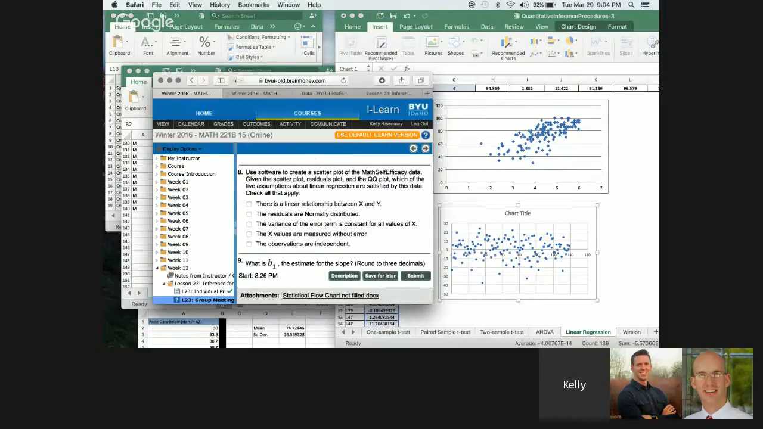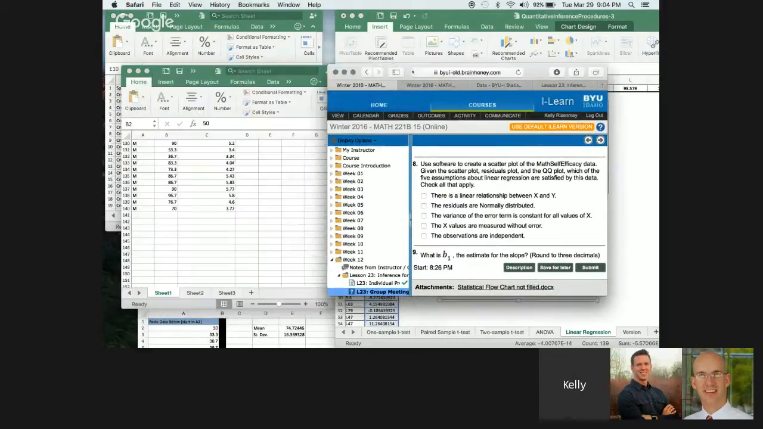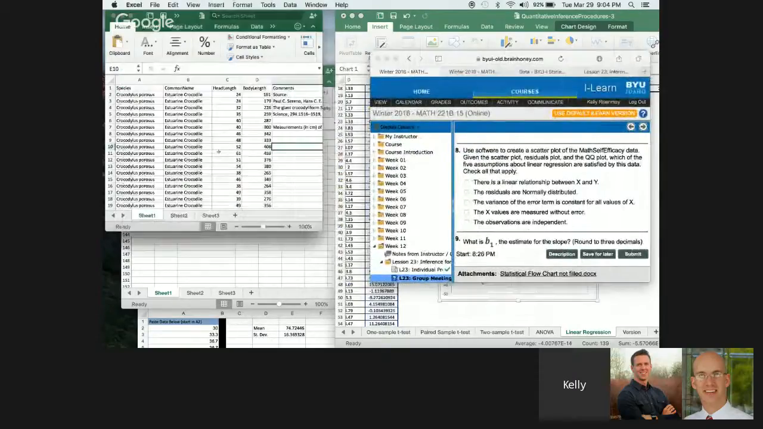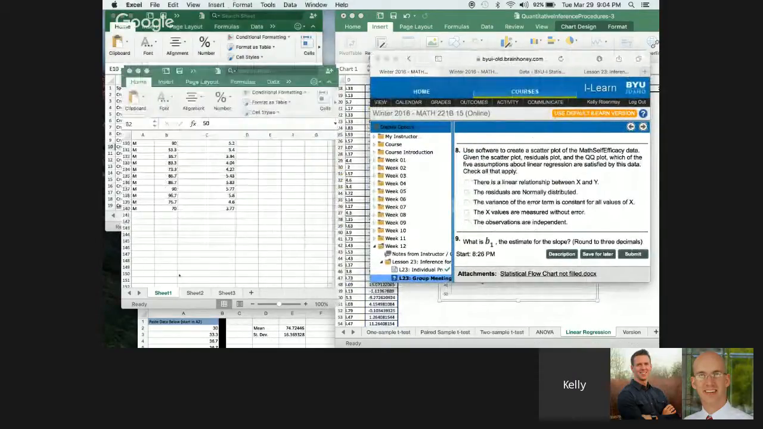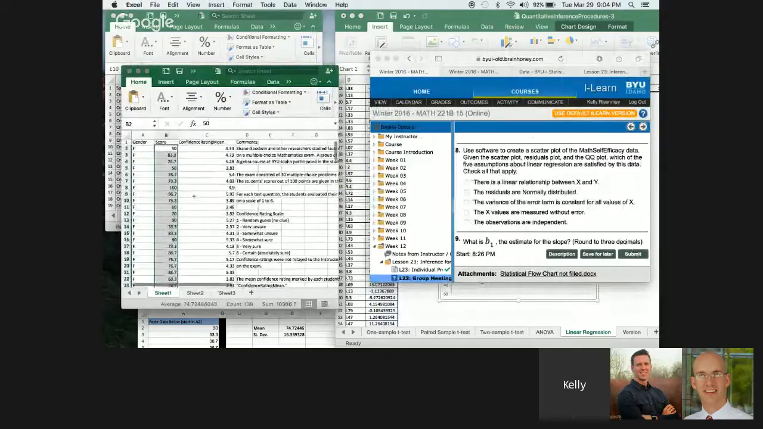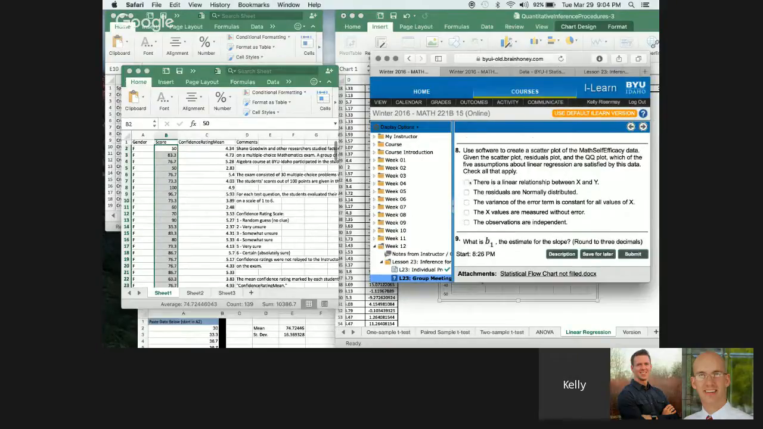I can read this one. Use software to create a scatter plot of the math self-efficacy data. Give the scatter plot, residual plot, and QQ plot. Which of the 5 assumptions about linear regression are satisfied by the data? Check all that apply. Okay. So number 1 is definitely true. Because the scatter plot for the both variables is linear.